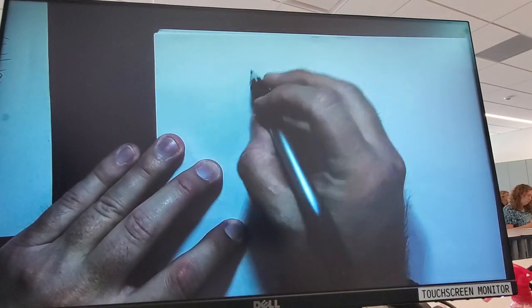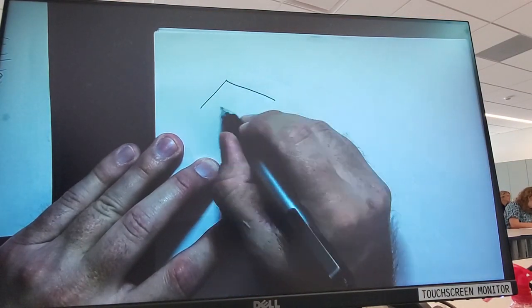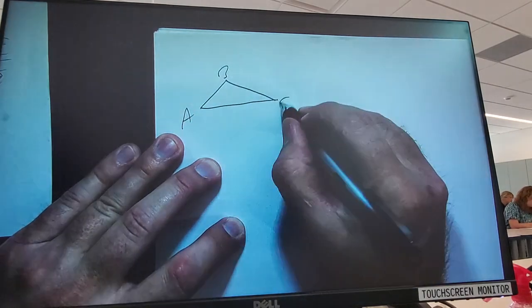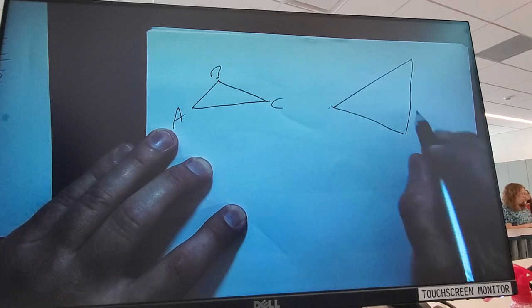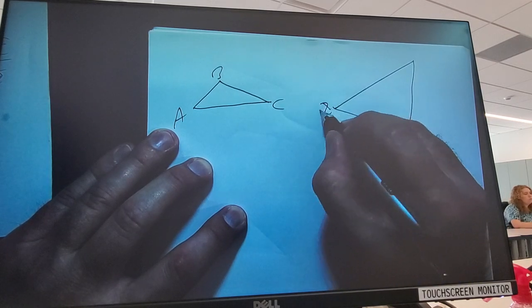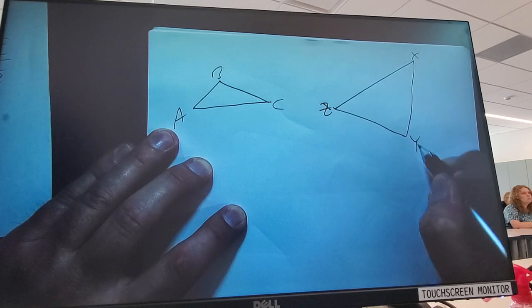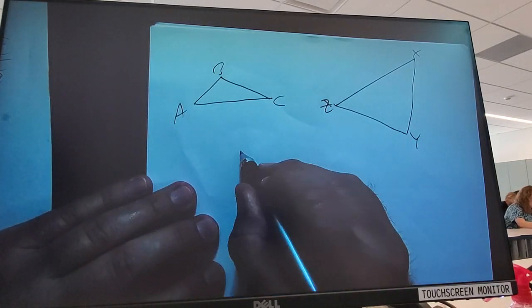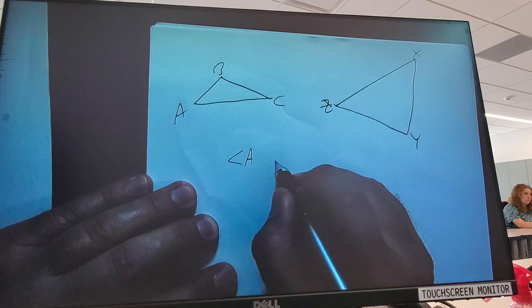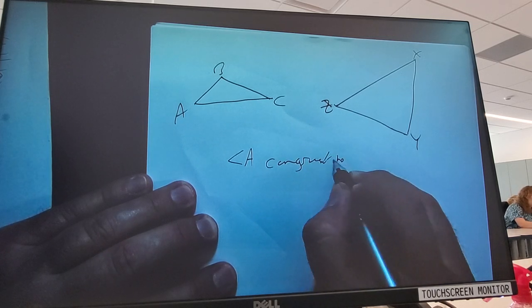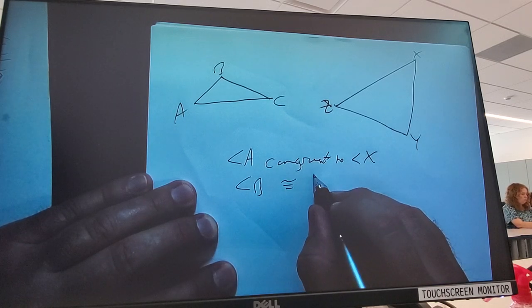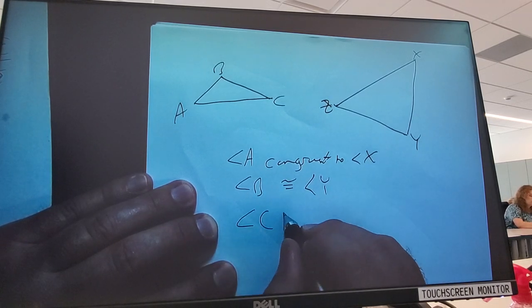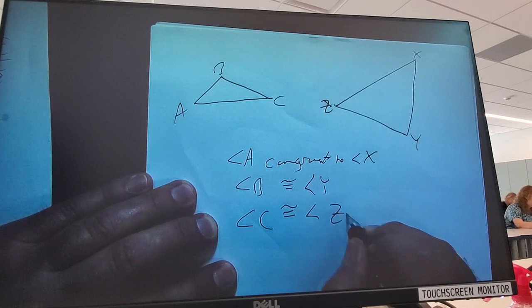So let me give you an example. Let's say I've got triangle ABC, and then I've got triangle ZXY. And I'll tell you that angle A is congruent to angle X, angle B is congruent to angle Y, and angle C is congruent to angle Z.